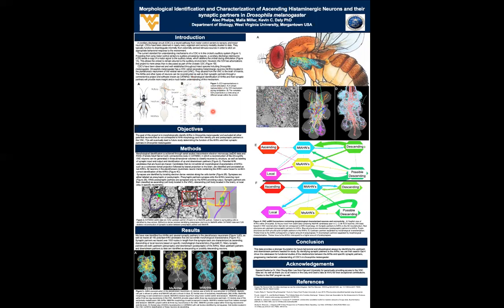Drosophila melanogaster has a CDC called ascending histaminergic neurons, or AHNs, located in the ventral nerve cord, or VNC. The AHNs and other types of neurons can be reconstructed with a connectomic software project known as CATMAID. Morphological identification of AHNs and their synaptic partners will provide a much better understanding of the CDC mechanism. The goal of this project is to morphologically identify AHNs in Drosophila melanogaster and exclude all other potential neurons that do not correspond to AHN morphology, and finally identify pre- and postsynaptic partners.